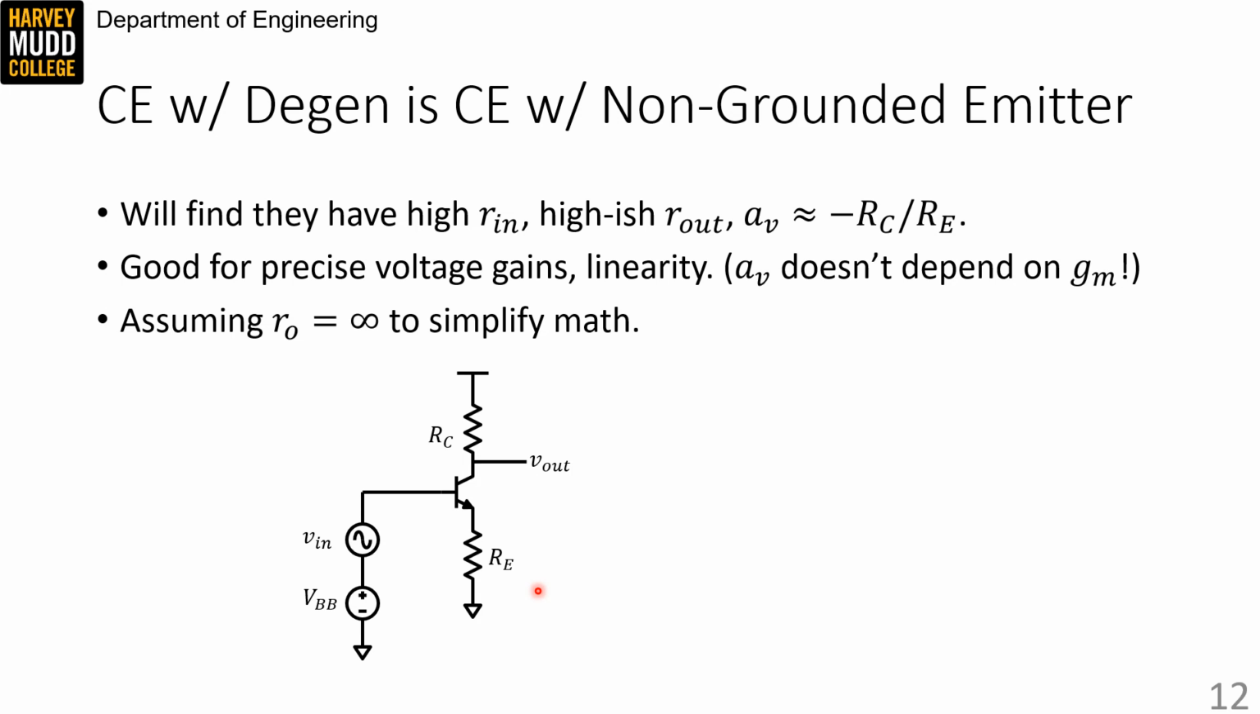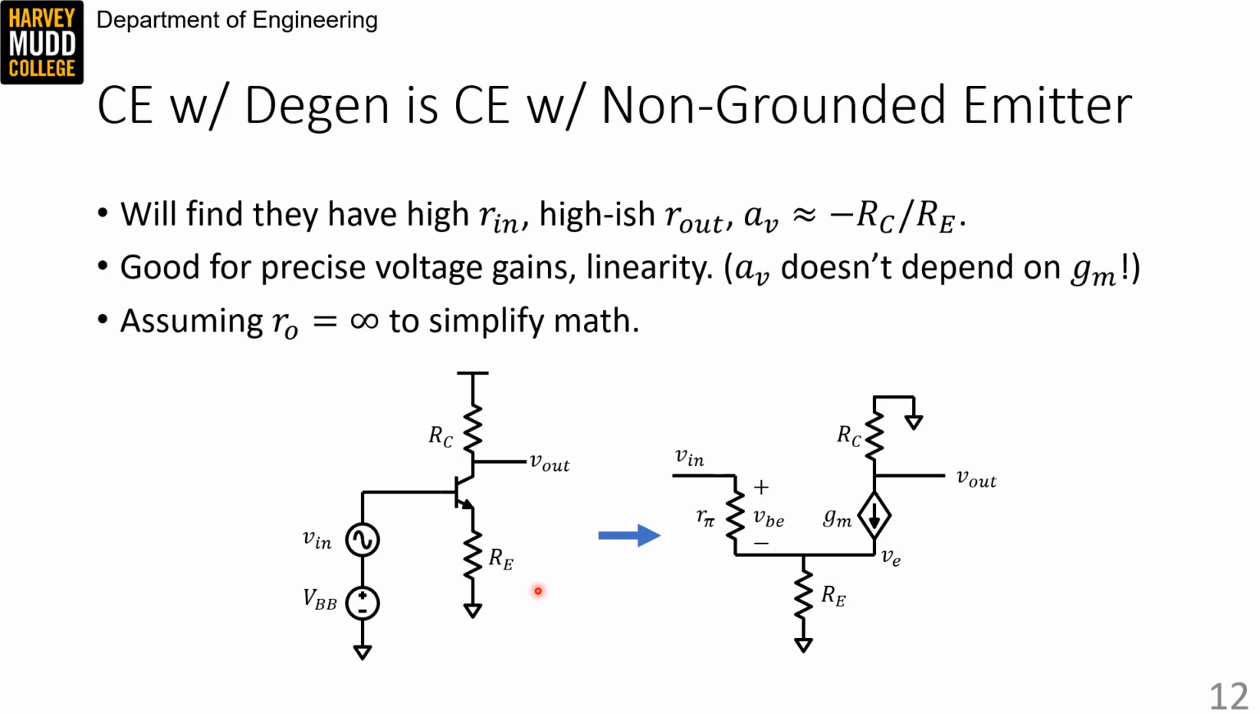The first step in finding amplifier parameters is to draw a small signal model for the common emitter with degeneration. Pause the video and try drawing one now. This is my version.